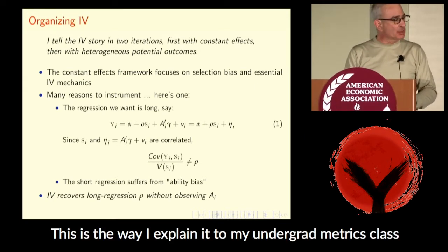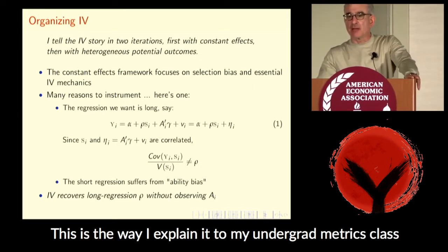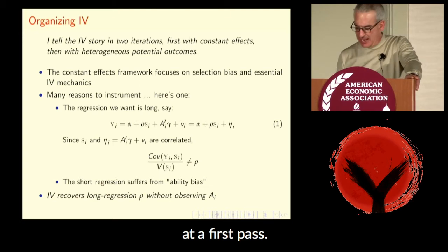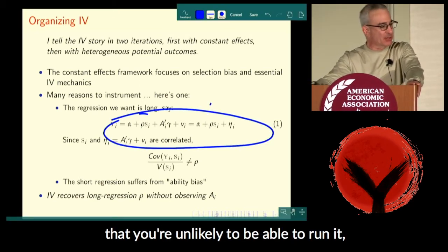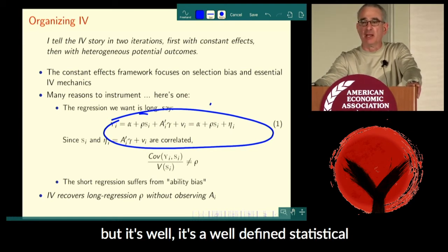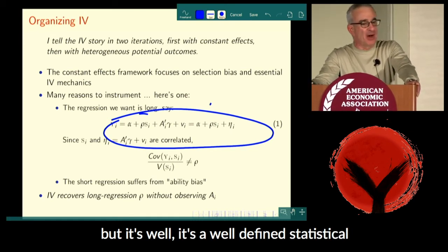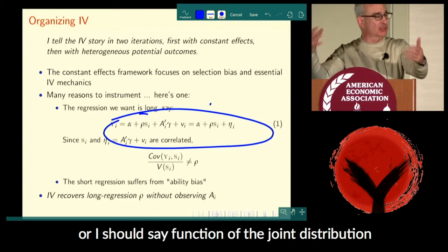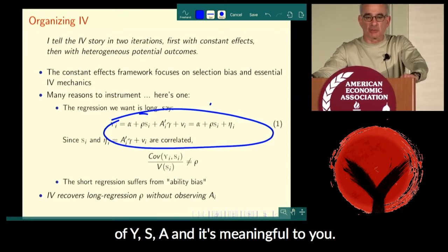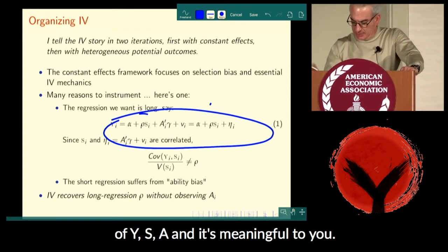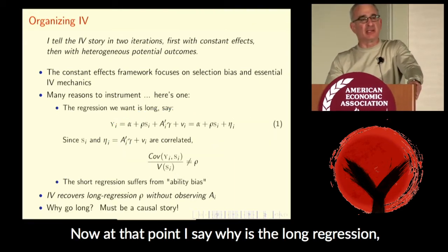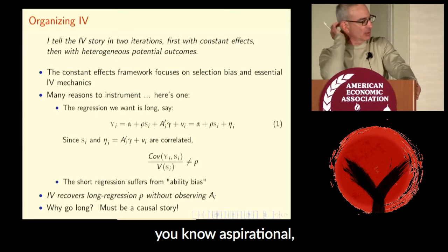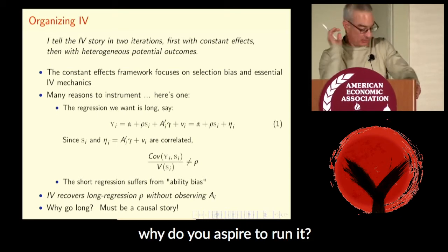This is the way I explain it to my undergrad metrics class at a first pass. There is this aspirational regression. It may indeed have the property that you're unlikely to be able to run it, but it's a well-defined statistical function of the joint distribution of y, s, and a. And it's meaningful to you. Now, at that point, I say, why is the long regression aspirational? Why do you aspire to run it?